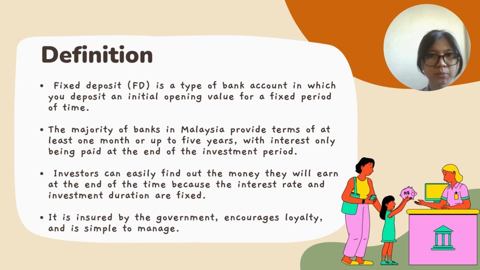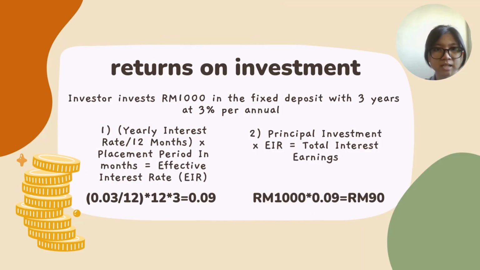The second investment product is fixed deposit. Fixed deposit is a type of bank account in which you deposit an initial opening value for a fixed period of time. The majority of banks in Malaysia provide terms of at least 1 month or up to 5 years with interest only being paid at the end of the investment period. For example, an investor invests 1,000 ringgit in the fixed deposit with 3 years at 3% per annum. The total interest earning will get is 90 ringgit.